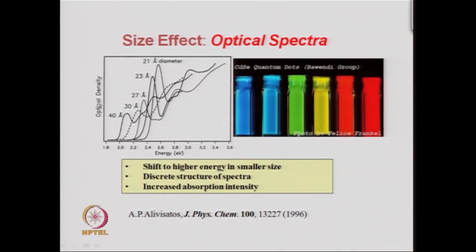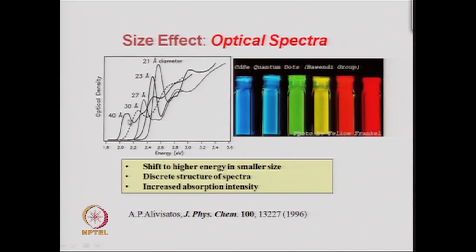So, if you plot the optical density with energy for particles of the same kind, you have cadmium selenide particles, these are quantum dots, and these are having different diameters. So, you have 21 angstrom. So, it has an absorption at around 2.6 electron volts.